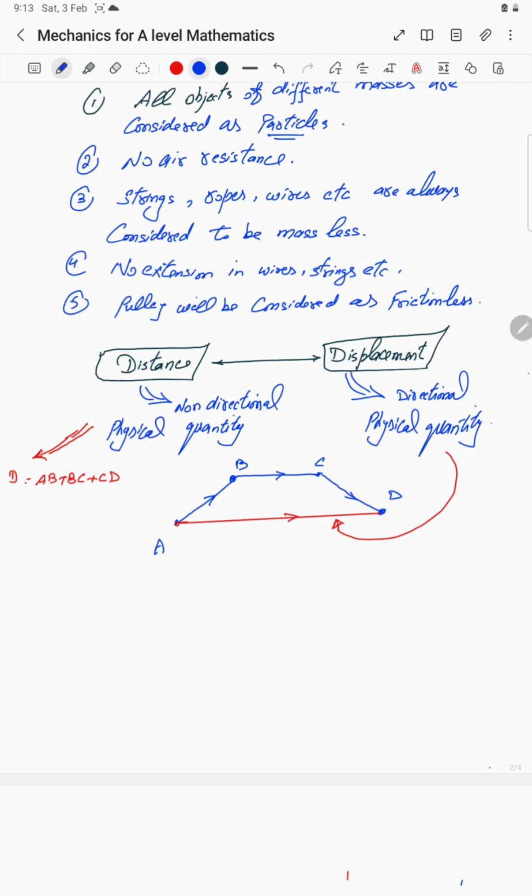Okay. Similarly, guys, if we talk about velocity, by definition it is the rate of change in displacement.